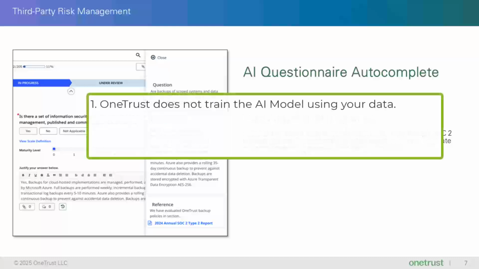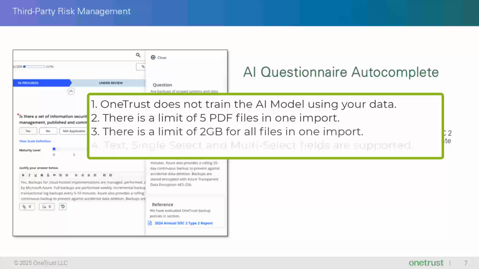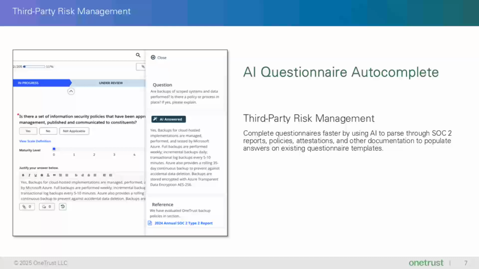First, we do not train the AI model using your data. Second, there is a limit of 5 PDF files in one import. Third, there is a limit of a total of 2 gigabytes for all the files in one import. And fourth, only text fields, single select, and multi-select questions are supported. We will constantly be making improvements and modifications to the AI import process to ensure you get the best results.